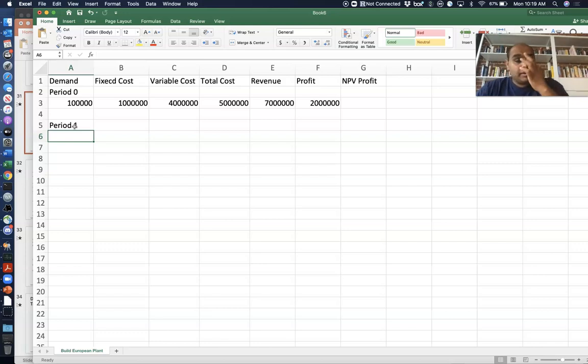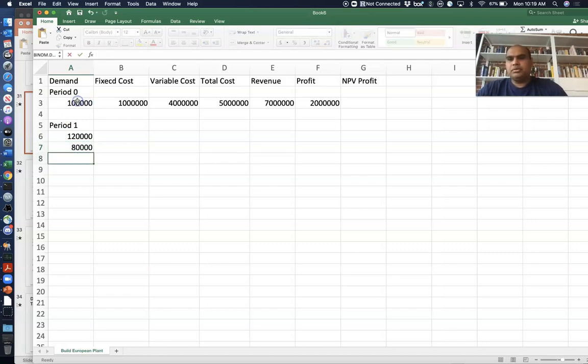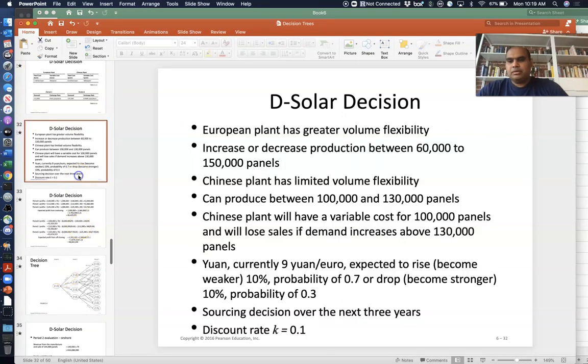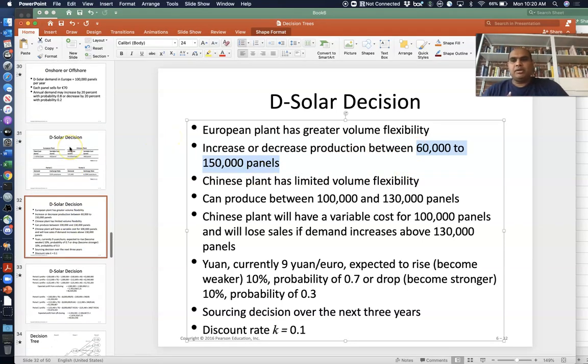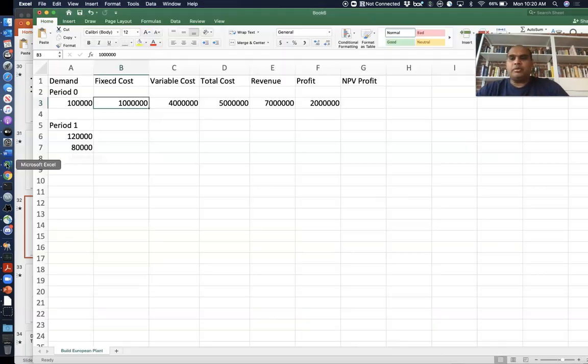Right. So in period 1, demand can either go up or go down. So in this case, we are not looking at exchange rates. So there are only 2 options. Demand can increase by 20%, or demand can go down by 20%. Those are the only 2 options here. The fixed cost is the same, and the variable cost again. Because we are saying that demand can be anywhere between 60,000 and 150,000, and we can match production exactly to demand, we don't have to worry about being less or more than the upper or lower limits.